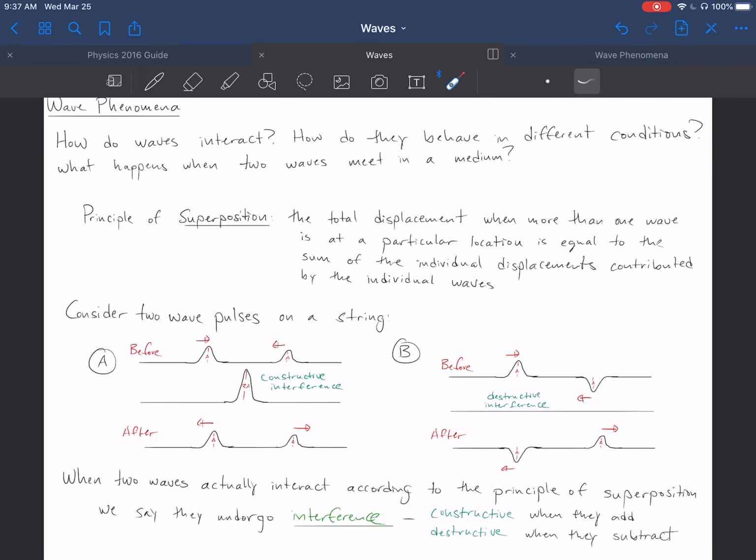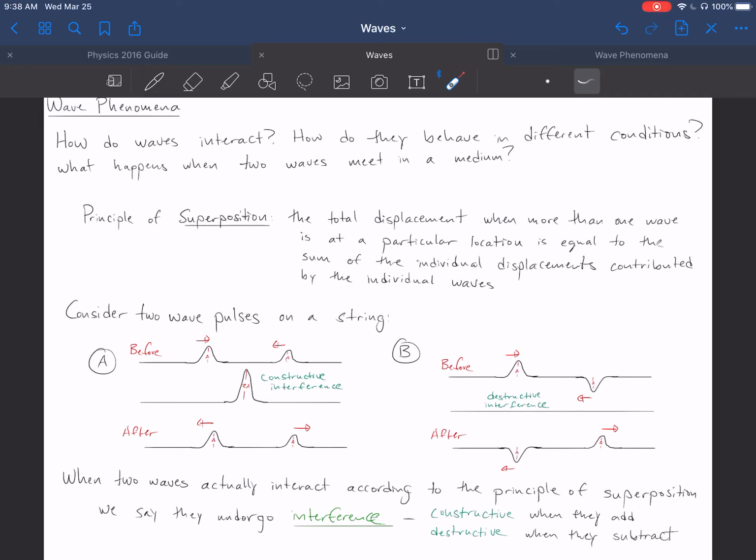So to understand this, we're going to consider two wave pulses on a string. One wave pulse will be moving to the right with amplitude A. The other wave pulse will be moving to the left with amplitude A. What happens when they meet?